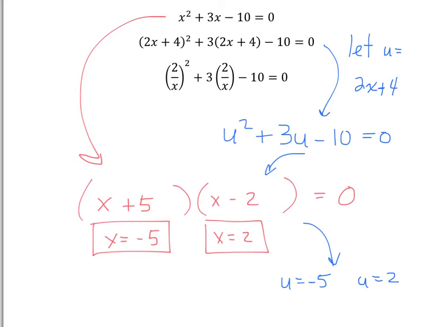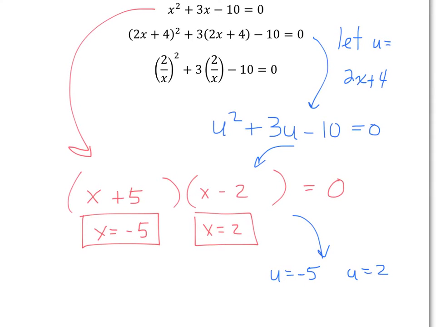So in the next step, all you need to do to solve the second equation here is say 2x plus 4 is equal to whatever I got, and 2x plus 4 is equal to whatever I got for the other root.